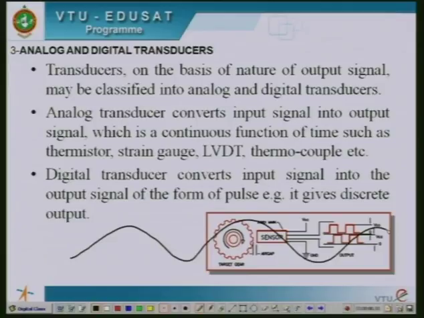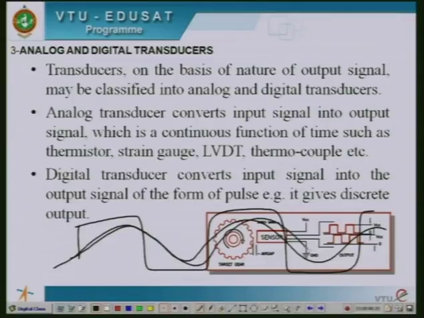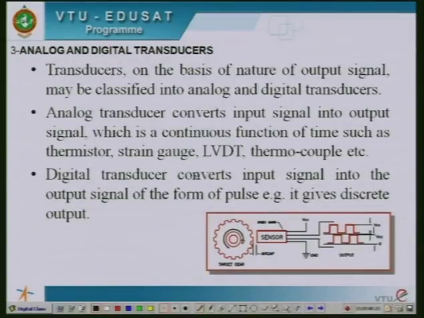See, the first case gave us pulses, so it is either 1 or 0. But in a transducer where the signal changes slowly and is able to vary, we call that transducer an analog transducer. So this is another classification of your transducers, right?